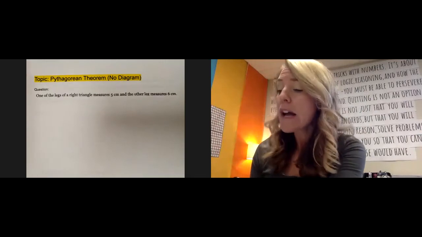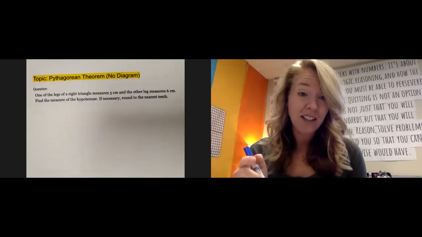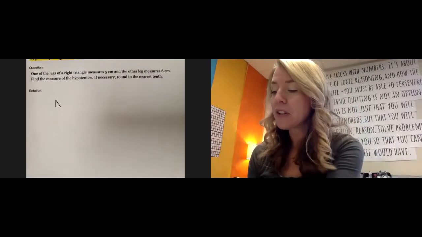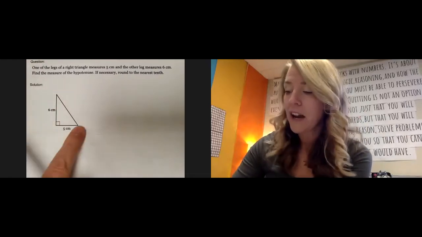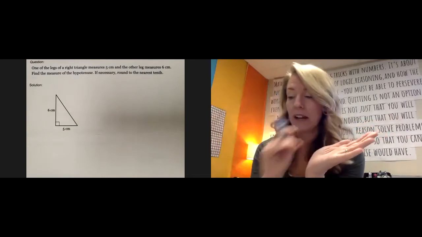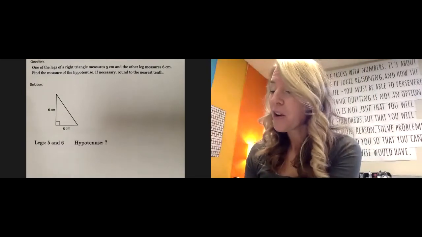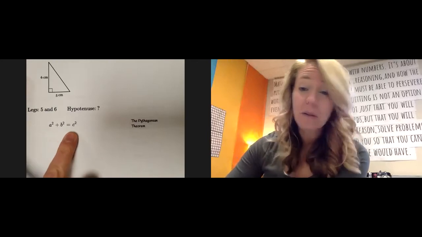So our first question says, one of the legs of a right triangle is 5, the other is 6 centimeters. What's our hypotenuse? Well, we know the relationship, so we write down the good old Pythagorean theorem. If you need to visualize it, draw it out. Legs are the sides that wrap around that perfect right angle. I keep saying triangle instead of angle. So if you put that into our Pythagorean theorem, a squared plus b squared equals c squared.